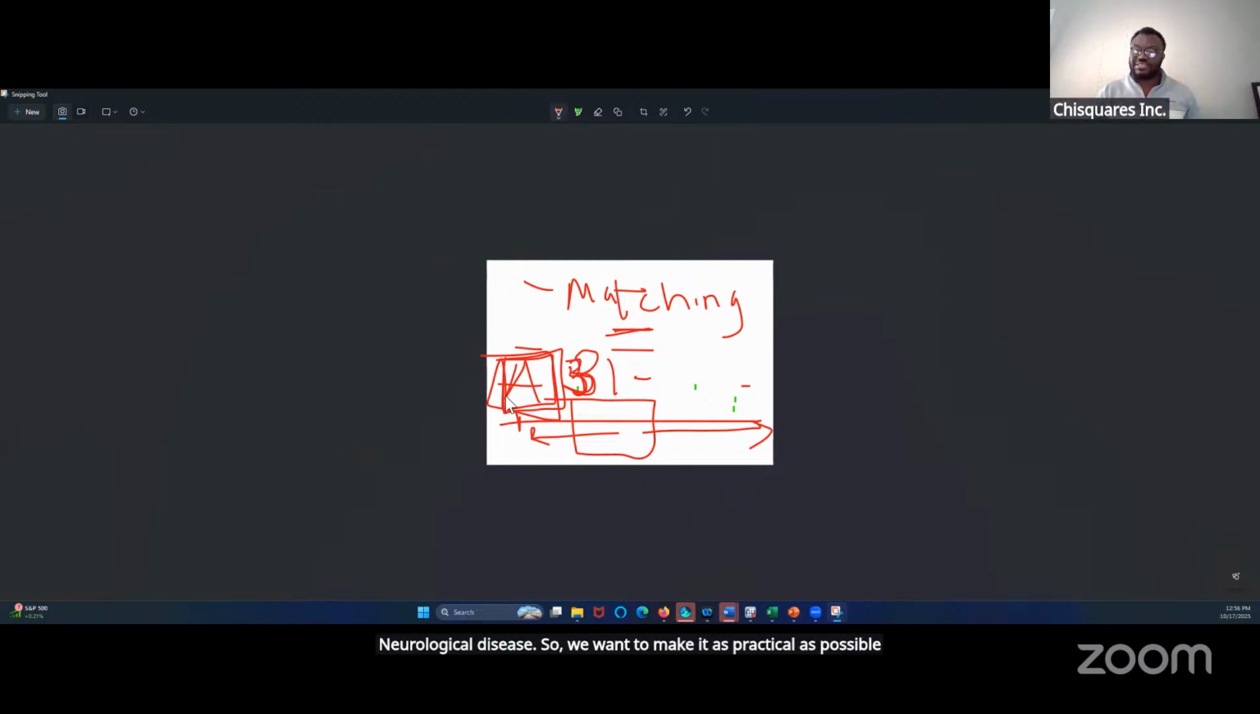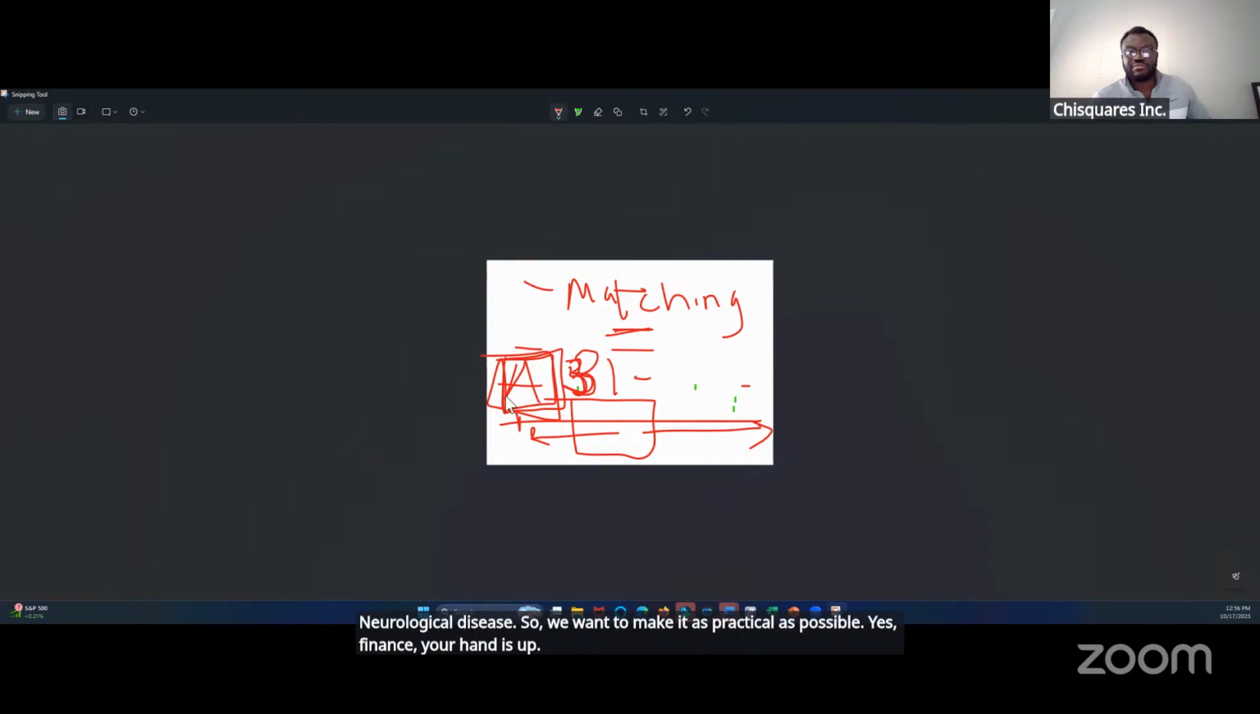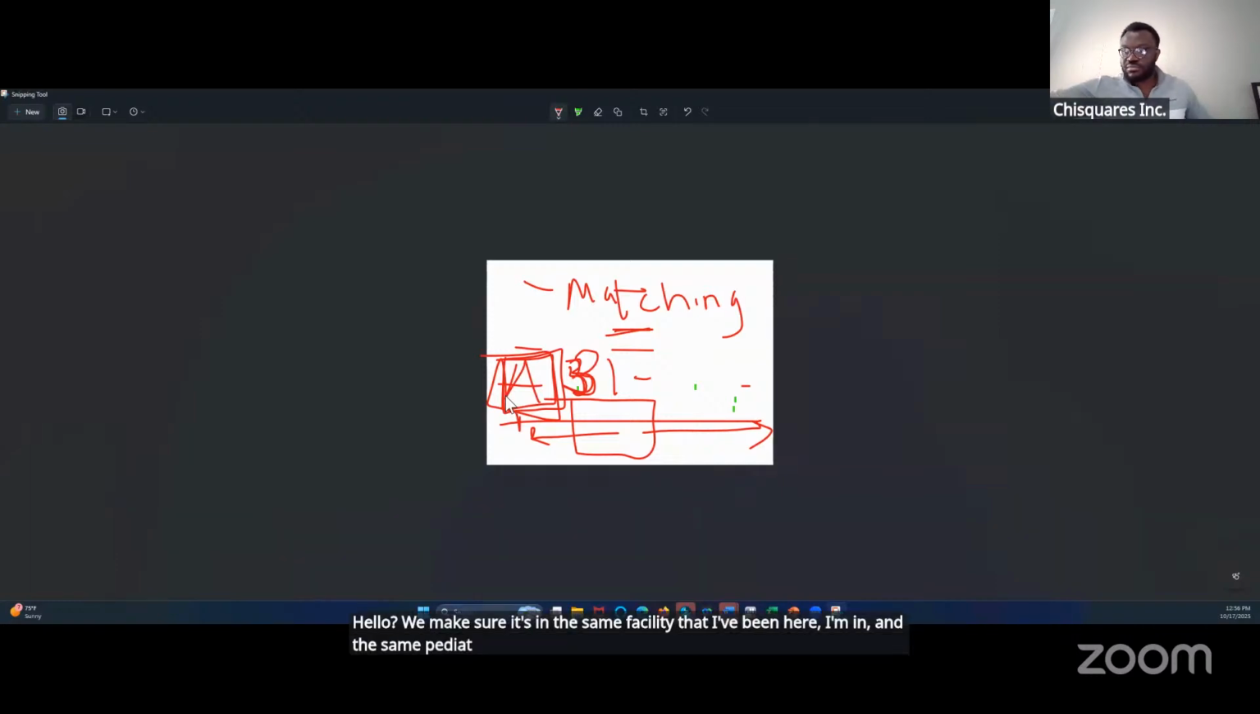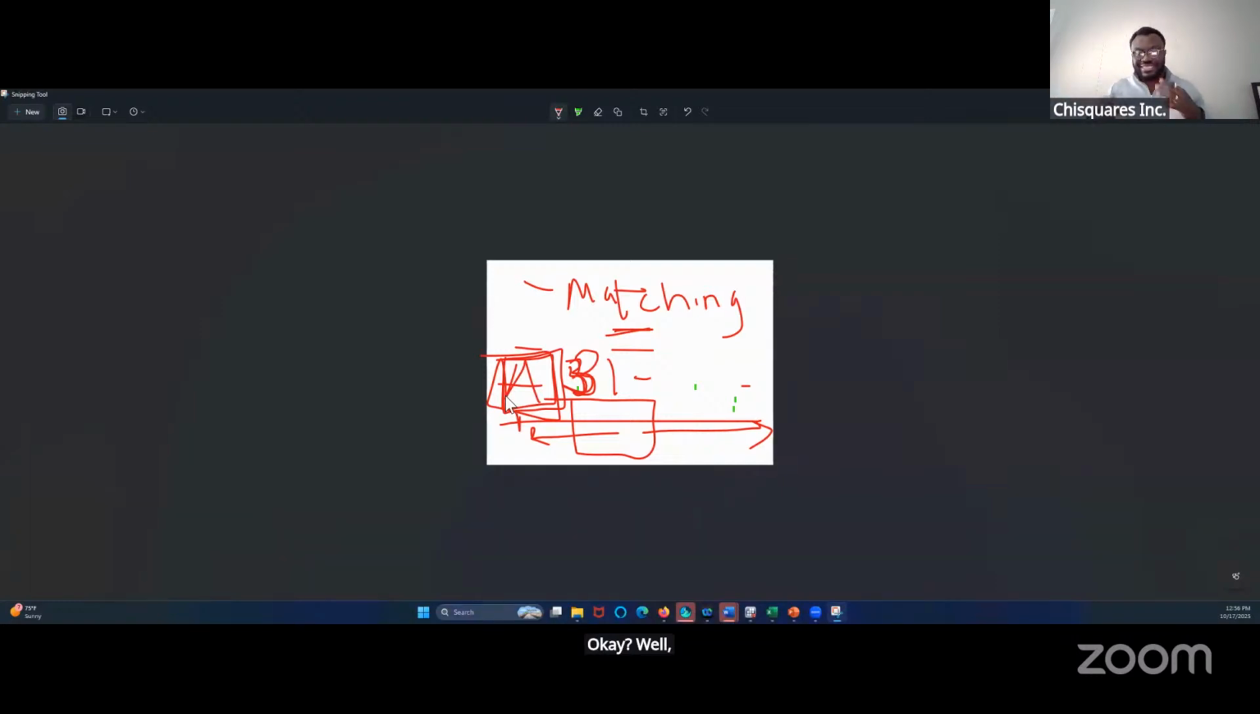Yes, Finest, your hand is up. Yes, we make sure it's in the same facility that they have been examined, and the same pediatrician, something like that. Okay. Well, it doesn't have to be the exact same pediatrician, but you want to make sure that the doctors are all blinded. Here's the most common mistake that people make when designing studies of this nature. They send a patient to the doctor to examine, and they say, "Oh, here's a case from the study," or "Here's a control from the study."